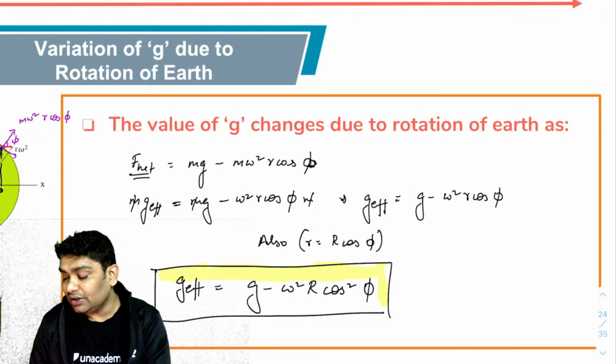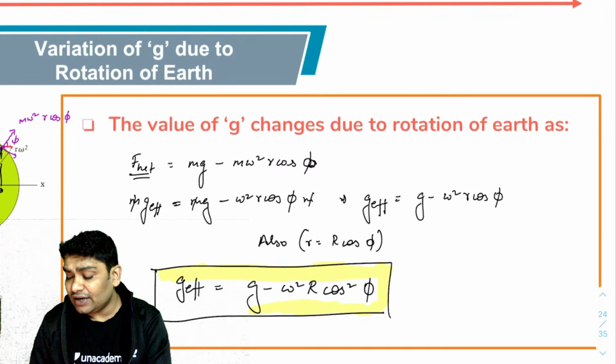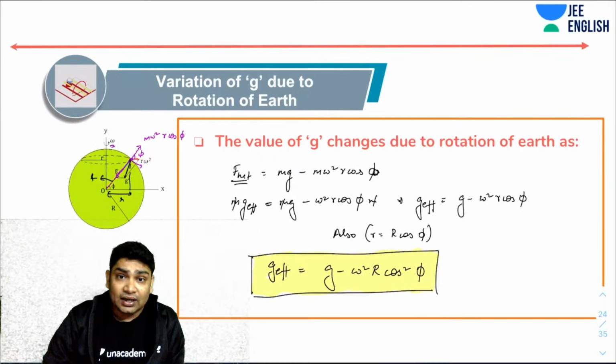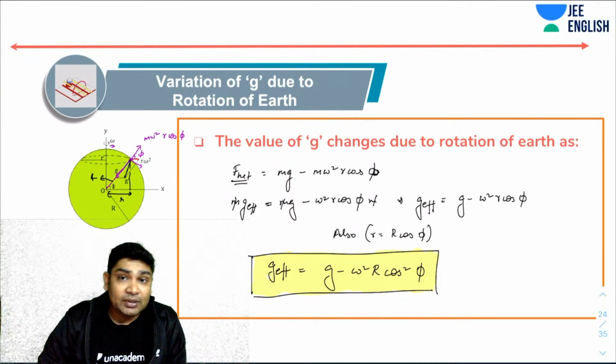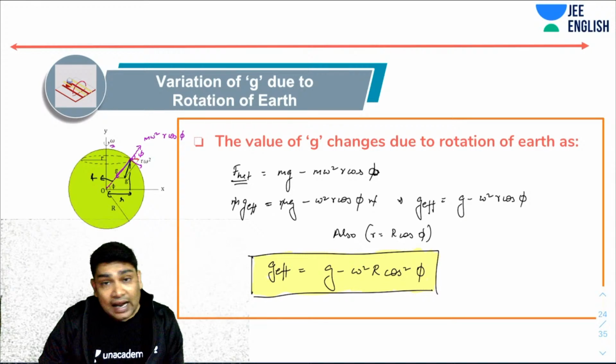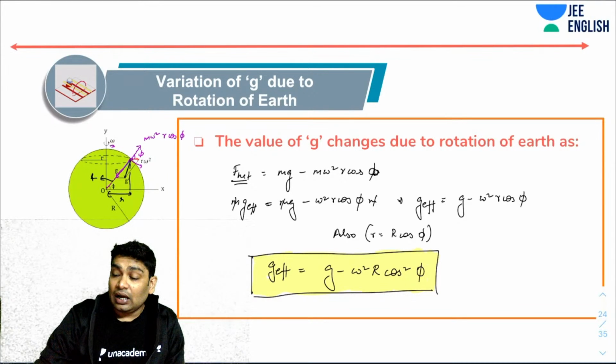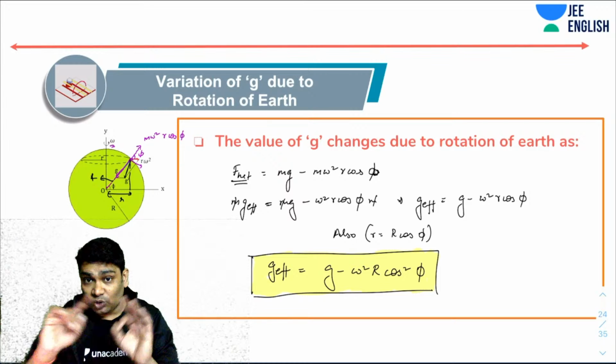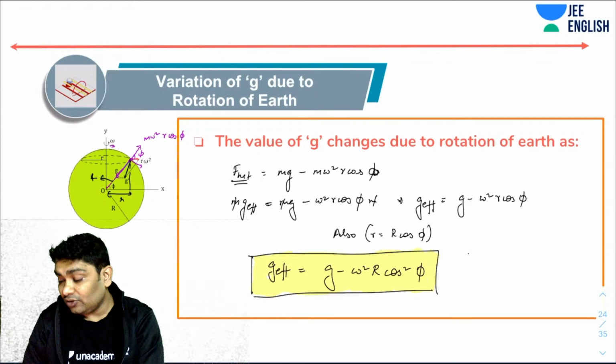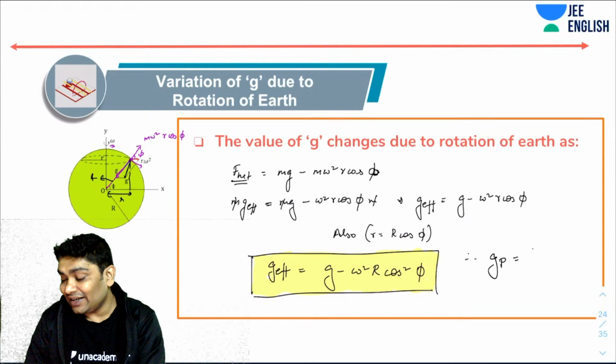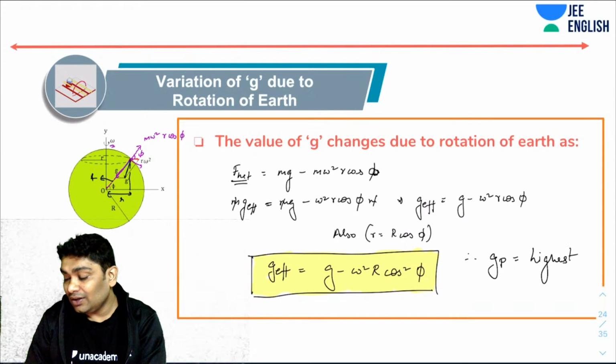Now, due to the rotation, the effective value of G would be minimum at the equator, because at the equator phi is 0 and at the poles phi is 90. So the reduction in the effective value of gravity due to rotation of the Earth is maximum at the equator and minimum at the poles. So due to the last factor and this factor, G at poles is the highest, and G at equator is lowest.